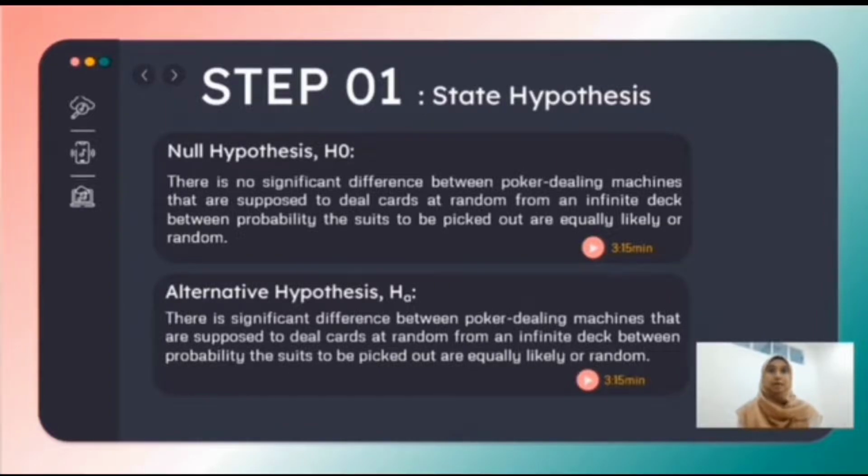Firstly, state the hypothesis. For the null hypothesis, there is no significant difference between poker dealing machines that are supposed to deal cards at random from an infinite deck, between the probability that suits to be picked out are equally likely or random. For the alternative hypothesis, there is a significant difference between poker dealing machines that are supposed to deal cards at random from an infinite deck, between the probability that suits to be picked out are equally likely or random.